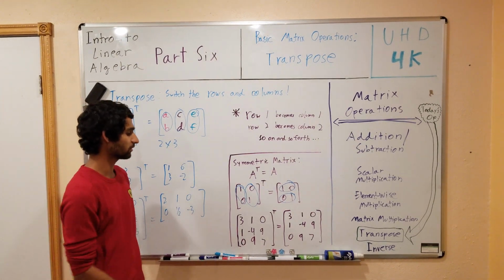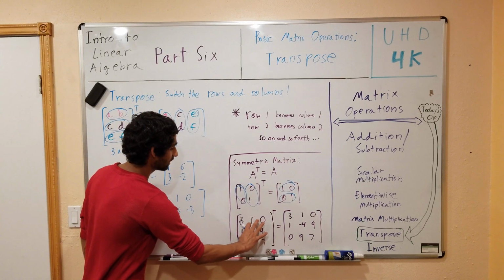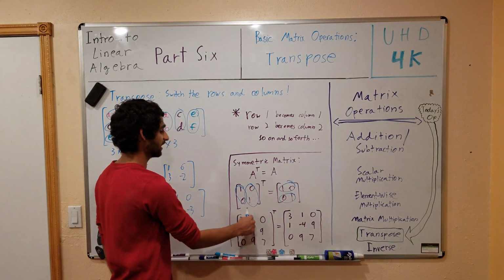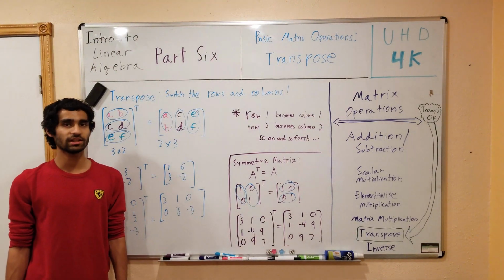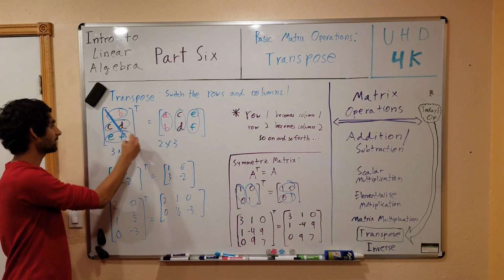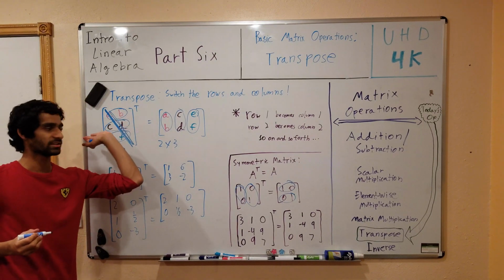Also, with this matrix over here, you can see that the values across the diagonal are reflected: 1, 1, 0, 0, 9, 9. And if I take the transpose of this matrix, I end up with the original. You can think of taking the transpose as drawing an imaginary diagonal line through the matrix and basically flipping the matrix across that diagonal line.